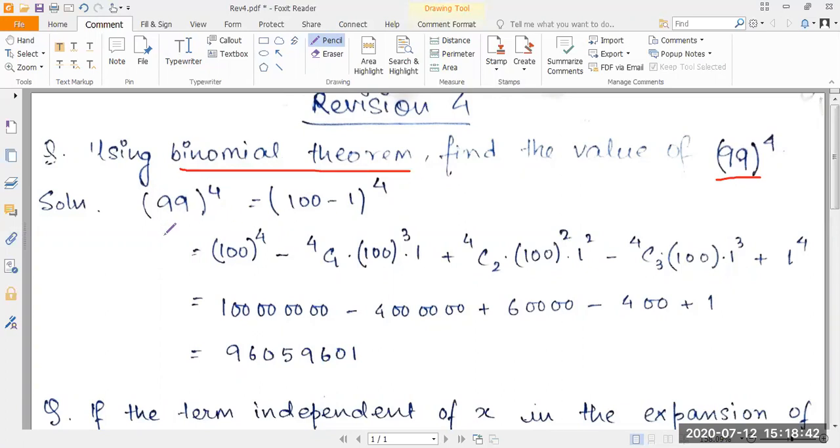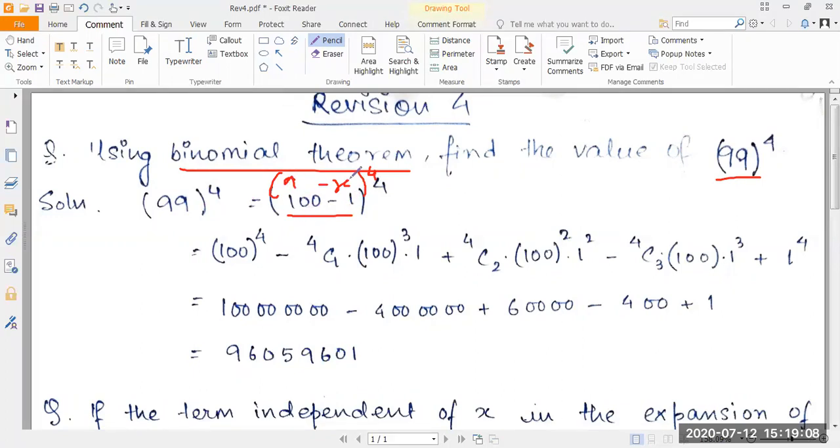So the first step is we'll split up 99 into 100 minus 1. So 99 whole to the power 4 can be expressed as (100 minus 1) to the power 4. Next, if you remember the binomial theorem exercise that we had done, we can express this as (a minus x) whole to the power 4. So that is exactly what we'll do. So a becomes 100 and x becomes 1.